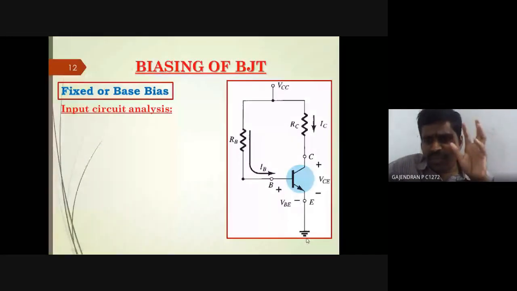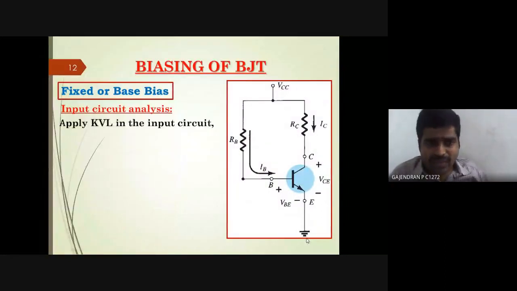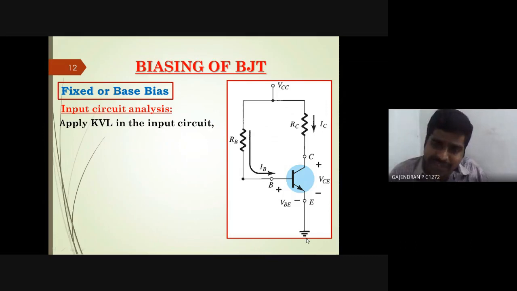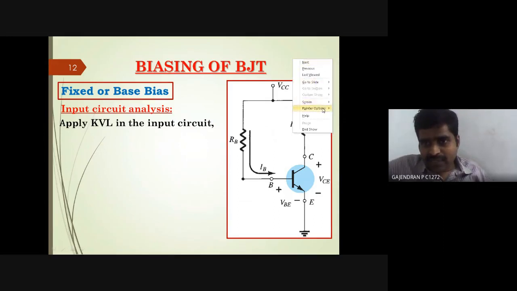Now the thing is very simple. Input circuit analysis is not a very big thing. Read what you need to do: apply Kirchhoff's voltage law in the input circuit. Please make an attempt to write the KVL equation for your input circuit. This is my input circuit. Apply KVL and write.